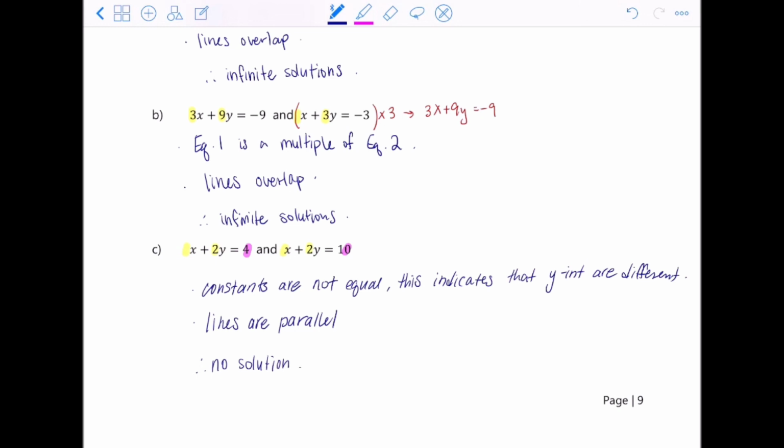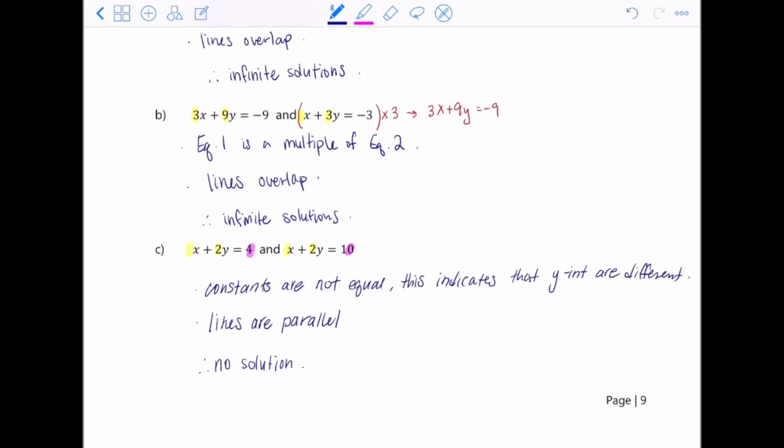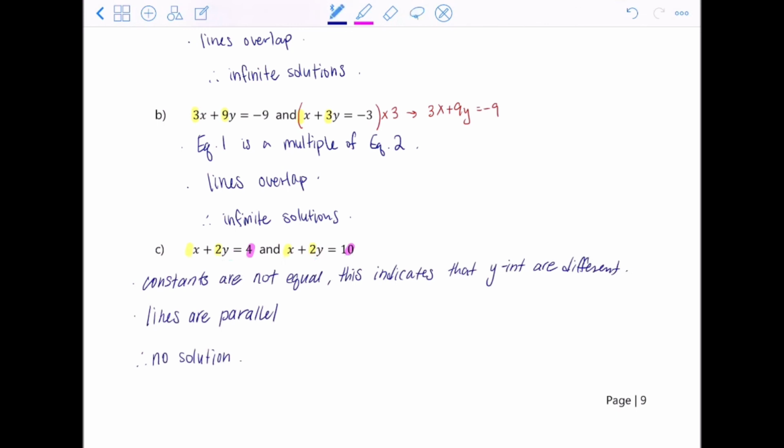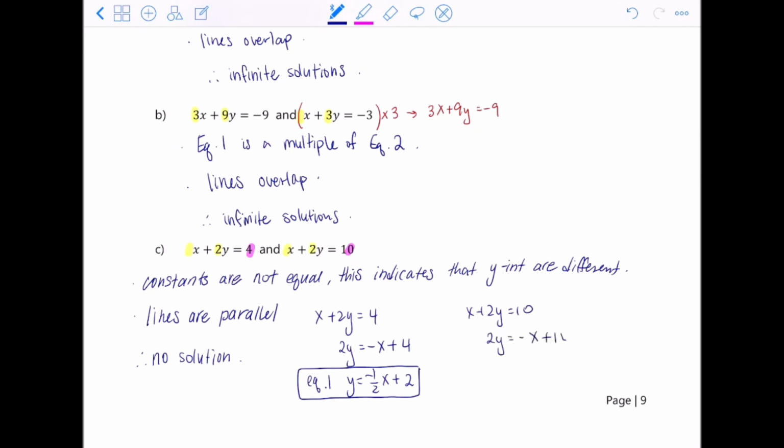If I were to show this by algebraic method, let's rewrite the first equation. 2y, y equals negative 1/2 x plus 2. This is equation 1. Whereas equation 2, we do the same thing here. 2y equals negative x plus 10, y equals negative 1/2 x plus 5.